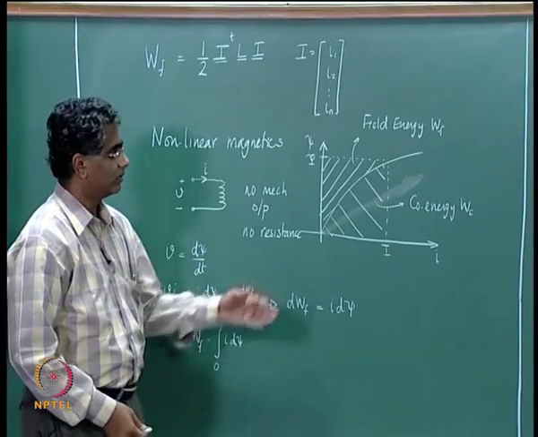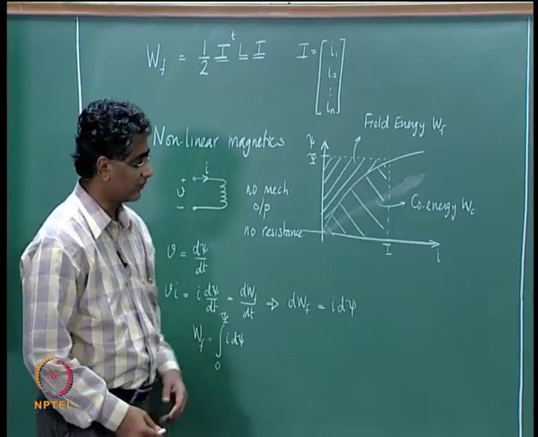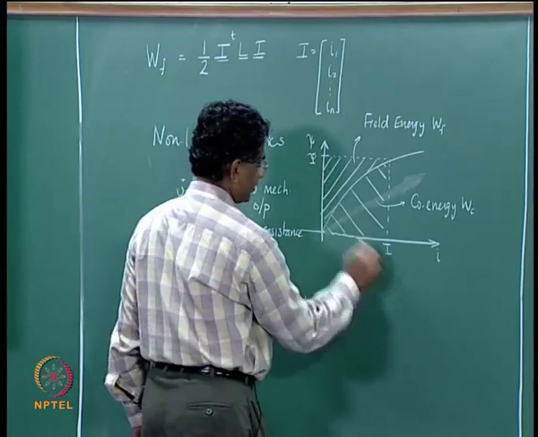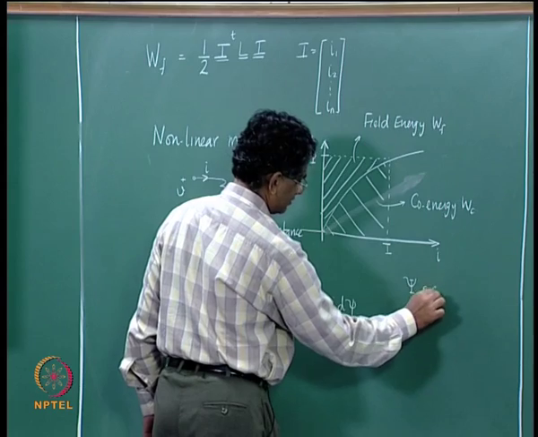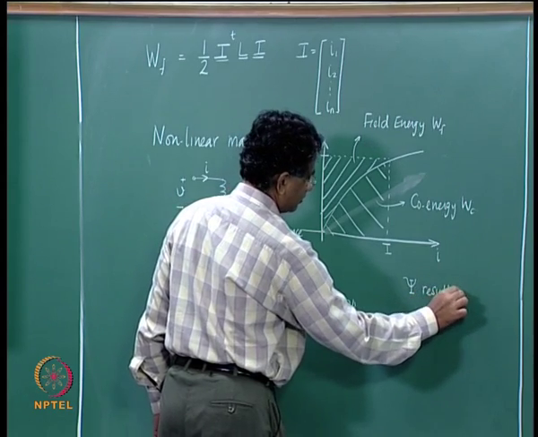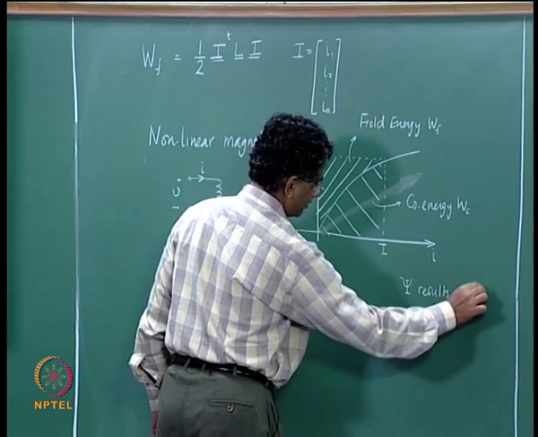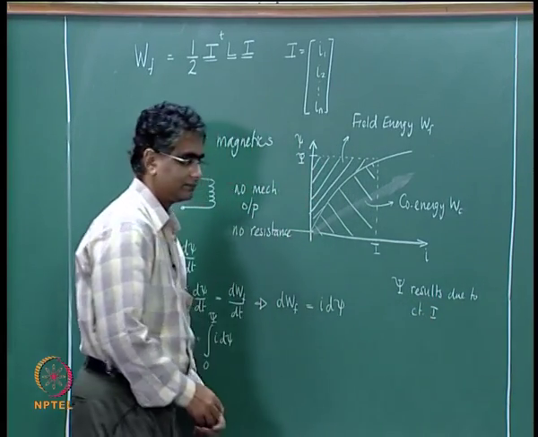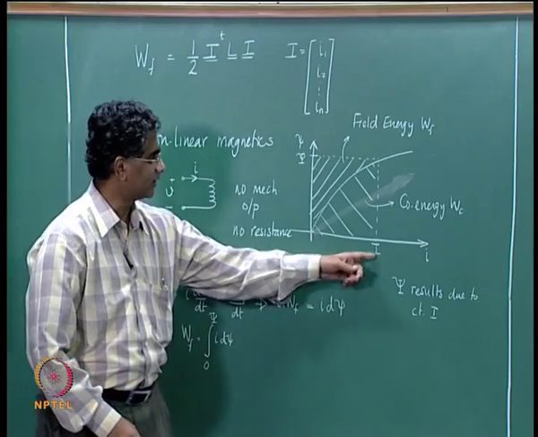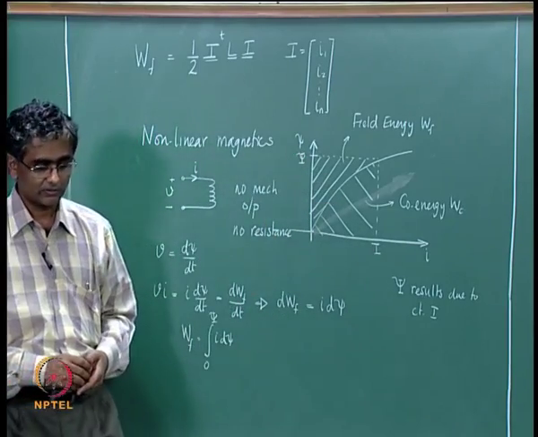We assume in drawing this figure that the flux linkage capital psi results due to flow of current I. That means at this current you get this flux linkage.